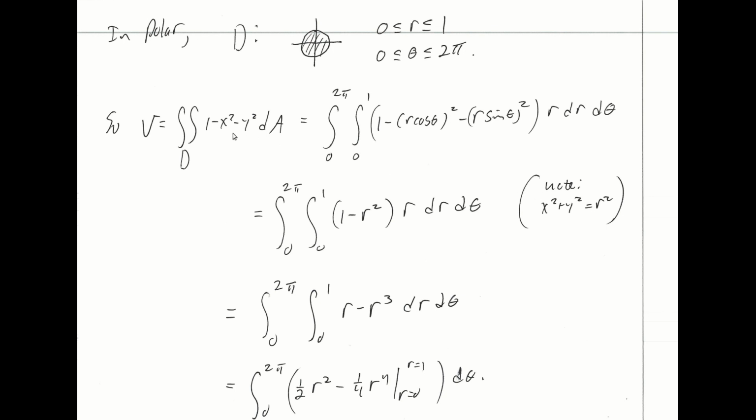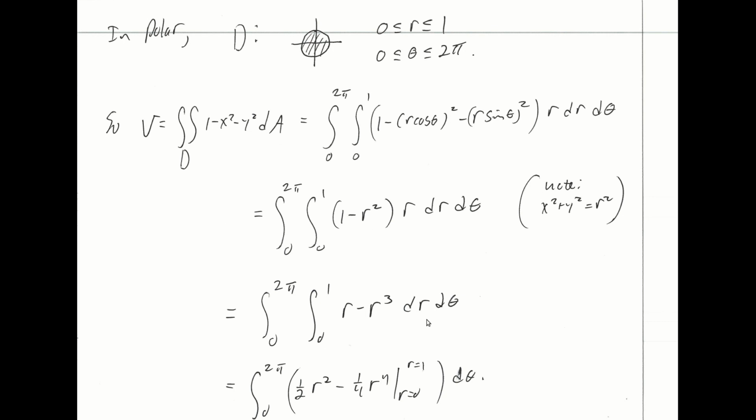Generally, if you start to see these sums of squares involving your rectangular variables, it's good to recognize that that's just r squared. That's the quicker way. So this whole parenthetical expression simplifies to 1 minus r squared, and we've got this extra factor of r that was introduced from our dA expression because we are working in polar. So I can distribute that across.